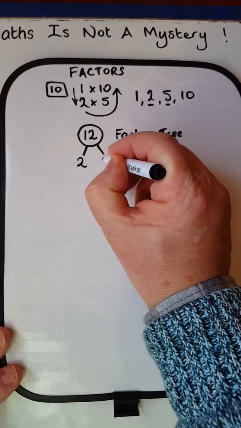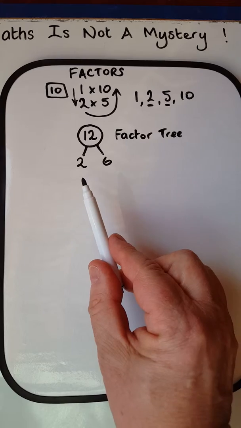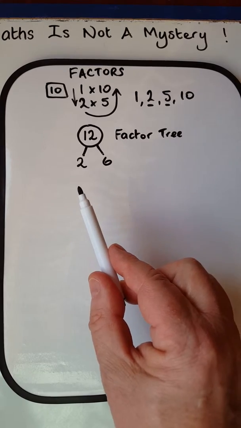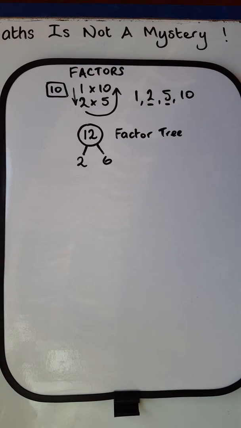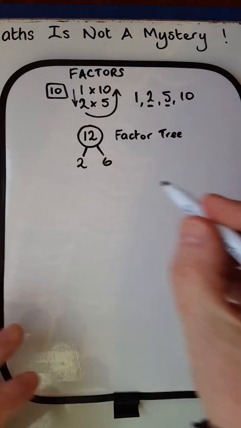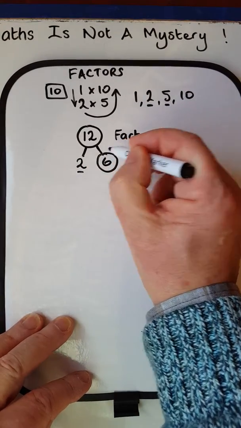I'm going to do 2 times 6. I find it logical to just start with small numbers if you can. Sometimes it won't be on the 2 times table, but if you can, start with a 2 or a 3 or a 4. Now, what we're going to do with these is we're going to look to see if there's a prime number, and there is. 2 is a prime number, but 6 isn't. So 6 is going to go in a circle.